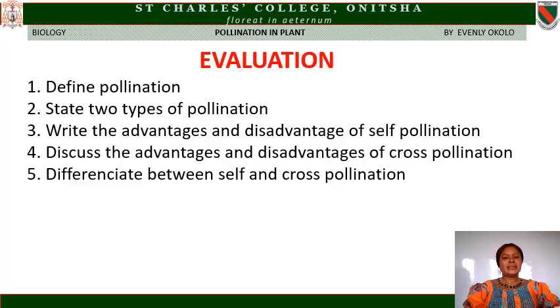Having learned the meaning of cross-pollination, disadvantages and advantages, and differences, I want to use the following questions to evaluate you. Number 1, define pollination. 2, state 2 types of pollination. Number 3, write the advantages and disadvantages of self-pollination. Number 4, discuss the advantages and disadvantages of cross-pollination. And number 5, differentiate between self and cross-pollination.